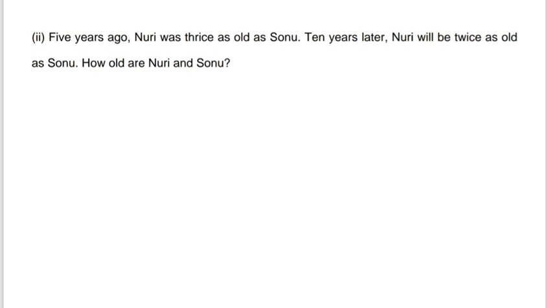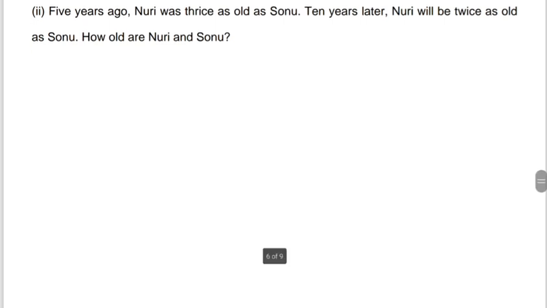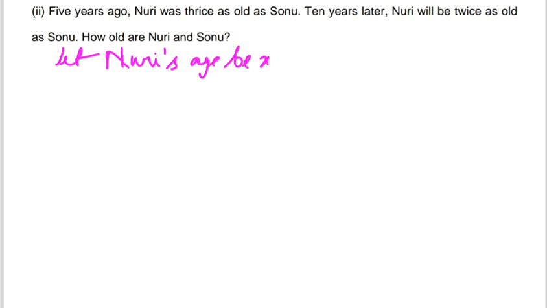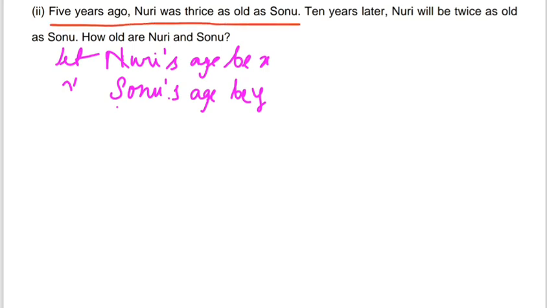So let's go. Let us assume Nuri's present age to be x and Sonu's present age to be y. So let Nuri's age be x, and similarly Sonu's age be y. So according to the first equation, 5 years ago Nuri was thrice as old as Sonu.